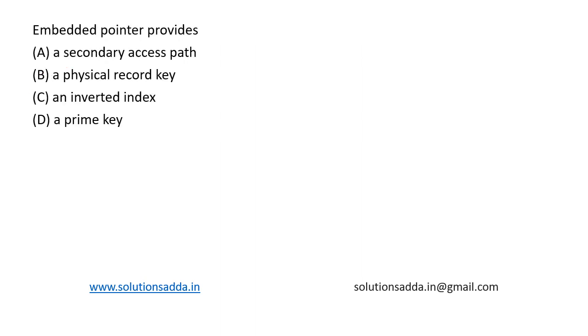This is a question from database. Embedded pointer provides a secondary access path, a physical record key, an inverted index, a prime key. So embedded pointers means a set of pointers in a dataset which points to another dataset. Hence, it provides a secondary access path. So based on the options, option A is the right choice.